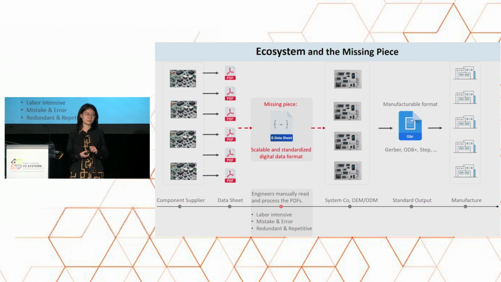As a result, their engineers have to manually read and process those PDFs. This is a very labor-intensive process, and it's also prone to mistakes. It's also redundant work because every design company has to build a library for the components. So the missing piece here is whether we can have a standardized and scalable data format for design engineers to use the components directly and easily.